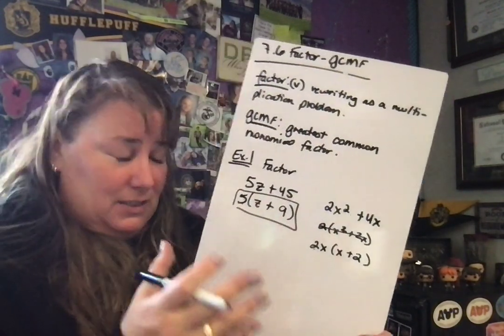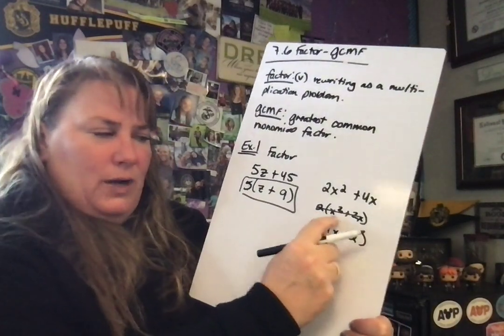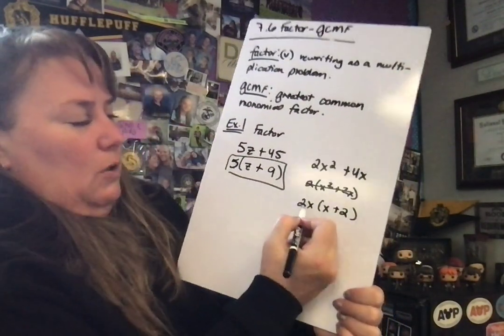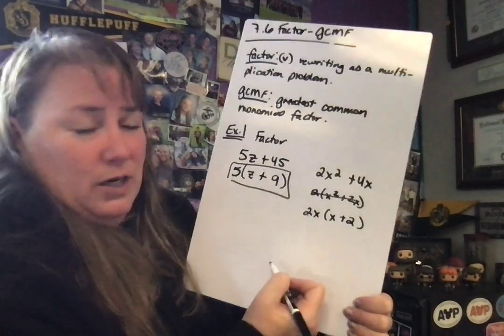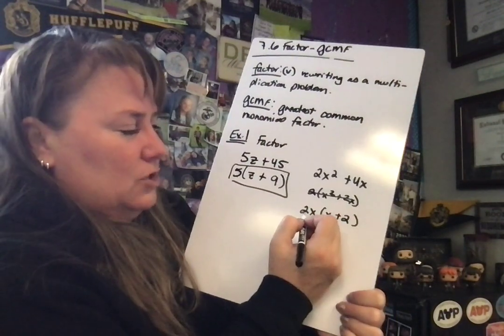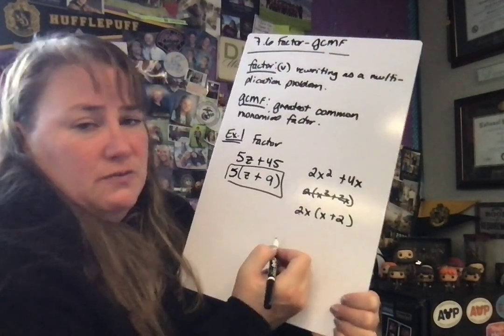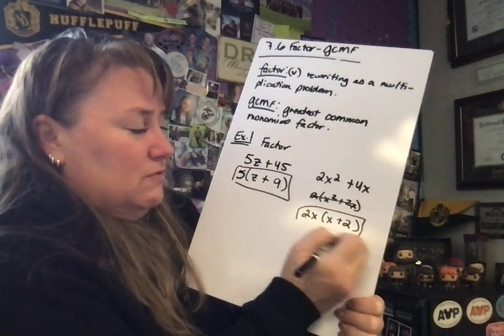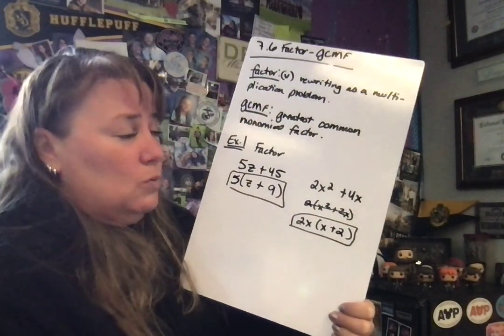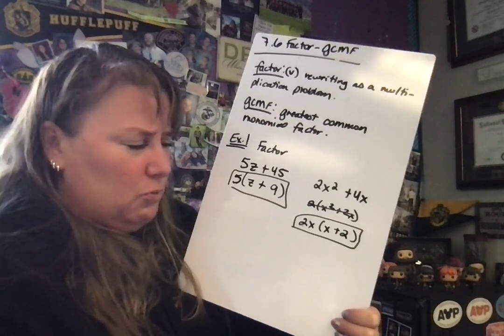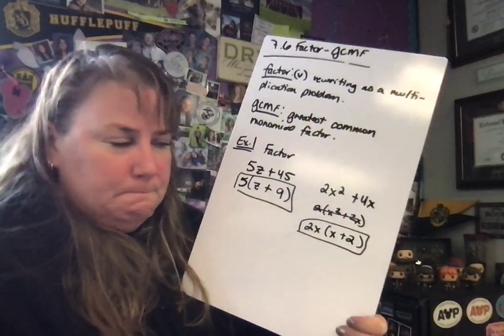And let's see if I got this, because up here I didn't quite get it because I had the variables. So 2x times x, 2x squared. So that checks out. 2x times a positive 2 plus 4x. And you just factored. So on 2x squared plus 4x, your greatest common monomial factor is 2x.